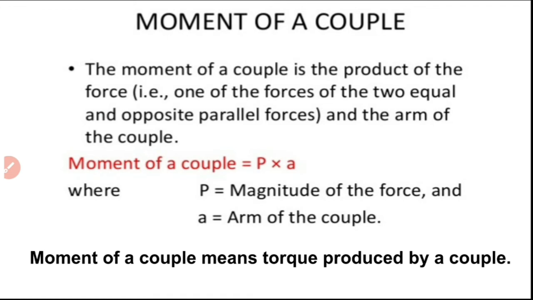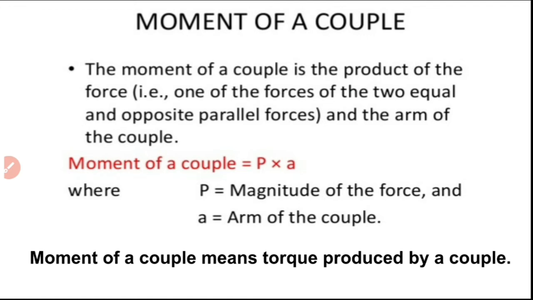The moment of the couple is the product of force and the perpendicular distance. We know there are two forces, but both are equal in magnitude, so we can say the magnitude of any one of the forces, multiplied by the perpendicular distance between the lines of action of the two forces. That perpendicular distance is called the arm of the couple. So in short, we can define moment of the couple as one of the forces into the arm of the couple.